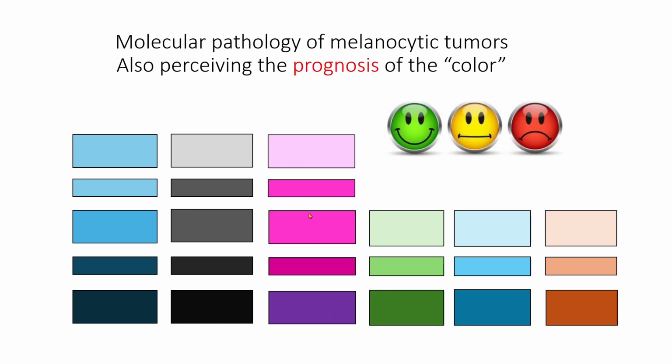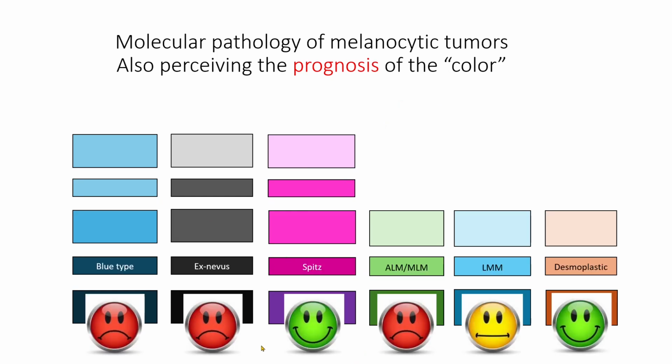And what is important is that there is different prognosis for each color, especially for the Spitz group, where they have a very good overall prognosis. And it's important to identify this subgroup for not having too much overtreatment.